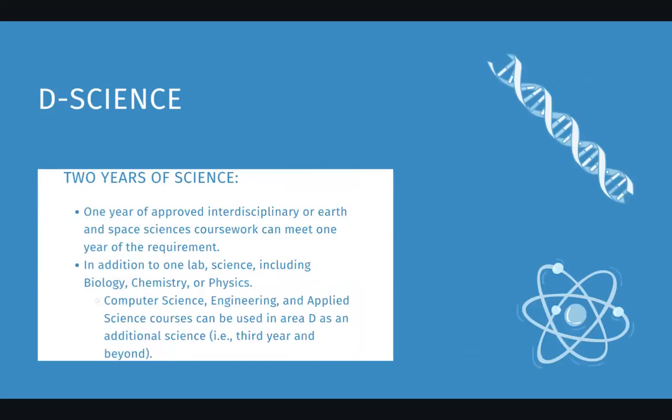And for science, you'll need 2 years of science. 1 year is in approved interdisciplinary or earth and space science coursework. In addition to that, one lab science, including biology, chemistry, or physics. And a third year is recommended. So anything like computer science, engineering, or applied sciences can be used as an additional science.